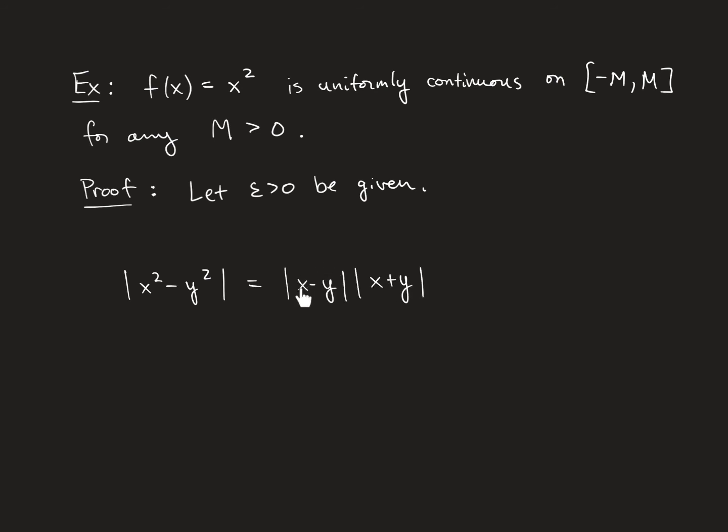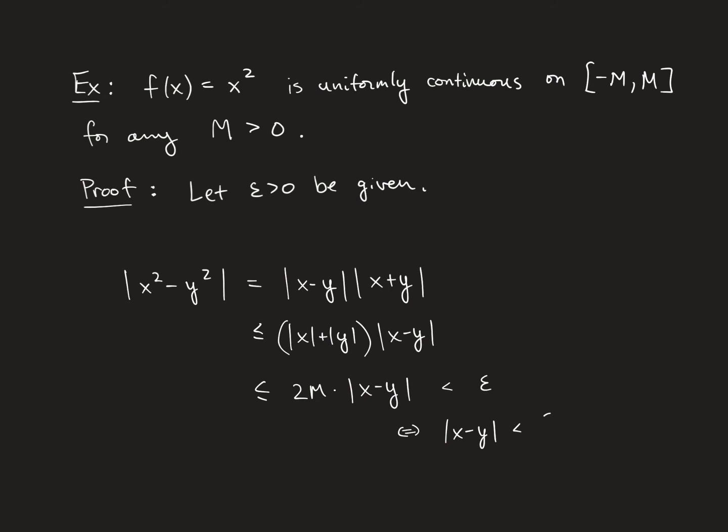And what we have control over is this. We don't have control over this until we remember, well, we can just sort of estimate this away. So x plus y can't be any bigger than 2m by the triangle inequality. So this is less than or equal to absolute value x plus absolute value y. And absolute value of x, absolute value of y are both less than or equal to m. So this is less than or equal to 2m times the distance between x and y. And of course, we can make this less than epsilon by just making the distance between x and y less than epsilon over 2m.